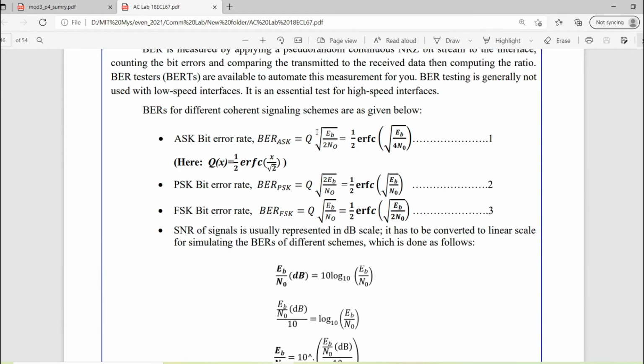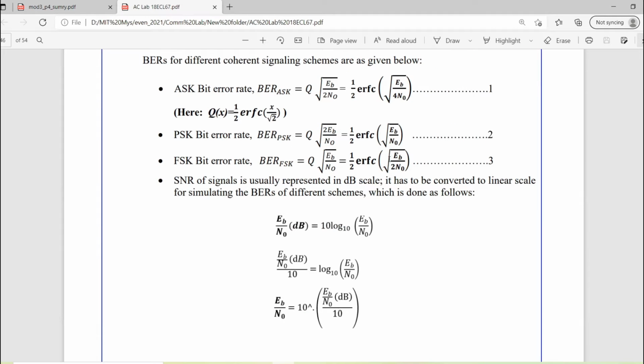If we plot these values of bit errors against the signal to noise ratio, what is this Eb by N naught? It is nothing but signal to noise ratio. Varying this signal to noise ratio over different values, we can get the change of bit error rate and we can plot that. And then we will compare the same with the different schemes.